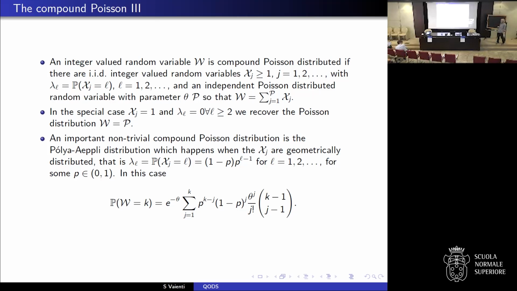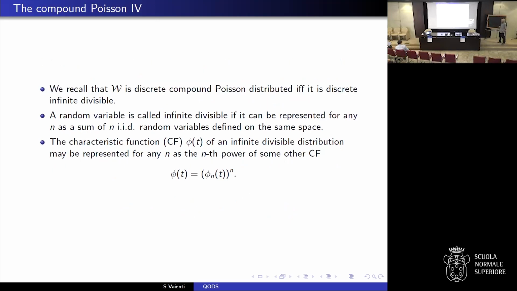There is another important compound Poisson distribution, which is when these X_j are distributed according to a geometric law. So the lambda_L have this form, and in this case theta is the parameter of the Poisson here. And you have the distribution of this discrete random variable. People also call this mass distribution, but it is exactly the distribution of the random variable. These are two important distributions, which we find in our example later on. But what we are going to use is another characterization of the compound Poisson, which is the following.